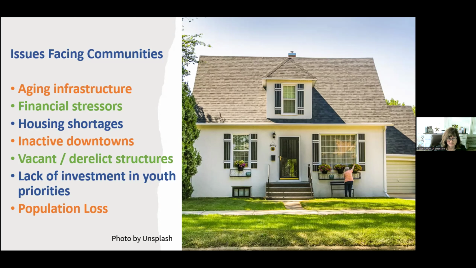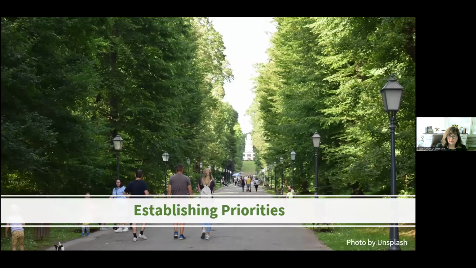Over the years, we've also seen a lack of investment in youth priorities, and some of that is given the challenges that we just talked about above. And then we know that there's been issues with population loss, as we saw significant loss of population for many of Illinois' rural counties, even from 2010 to 2020. So first, we've identified what the issues are, or some of the basic issues that communities are facing. So now we're going to shift the conversation to establishing priorities for the future.